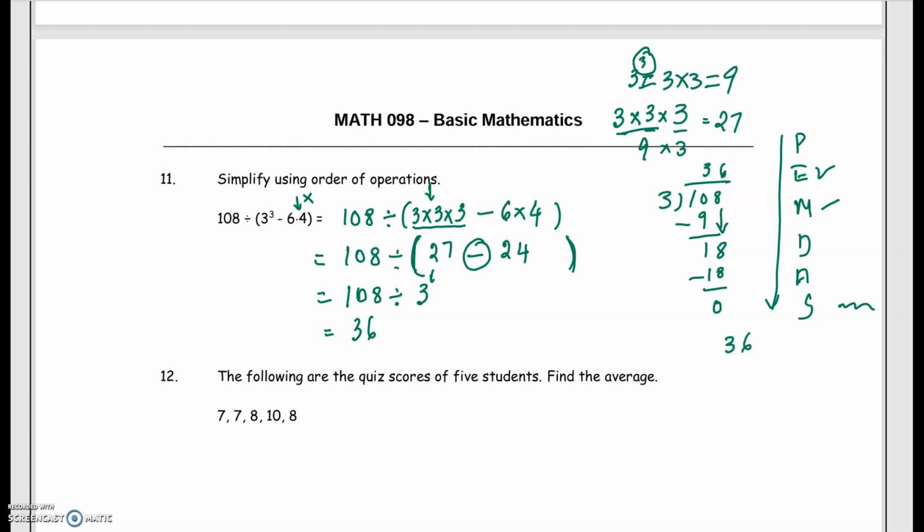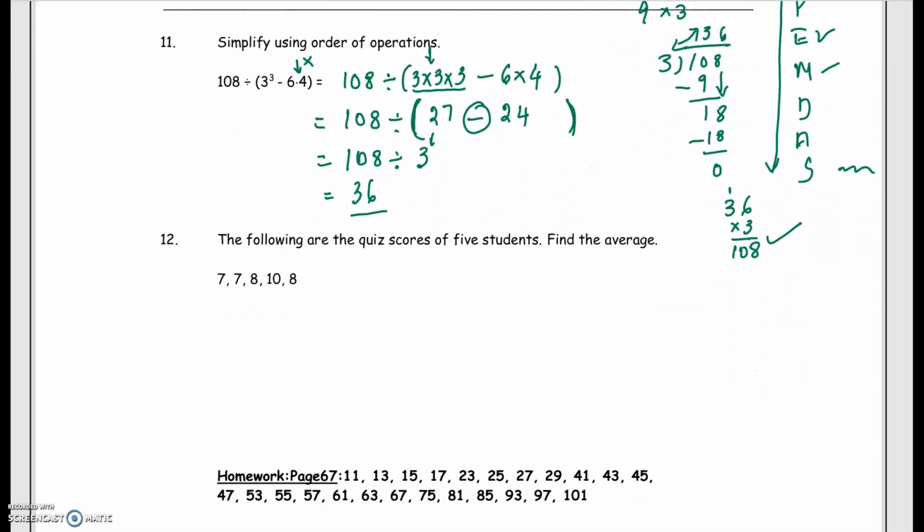Let's double check. 36 times 3, this is how you check if your division is right. You multiply the 36 and 3. 6 3s are 18. 1, 3 times 3 is 9. 108. So that is correct. And the final answer is 36.